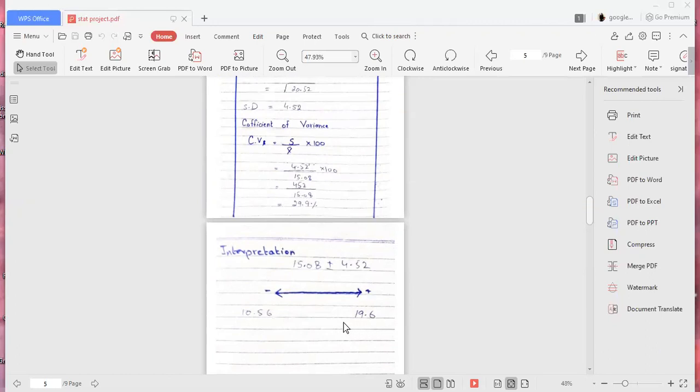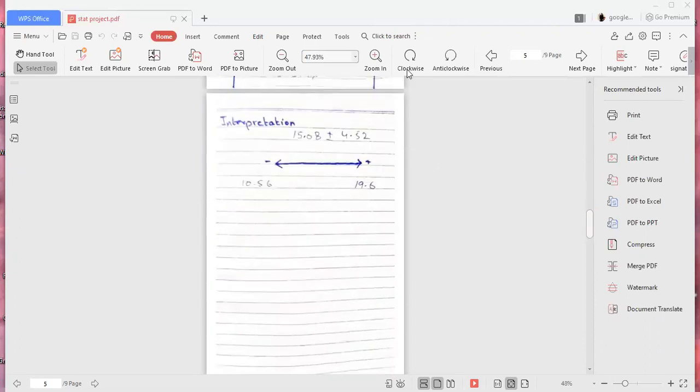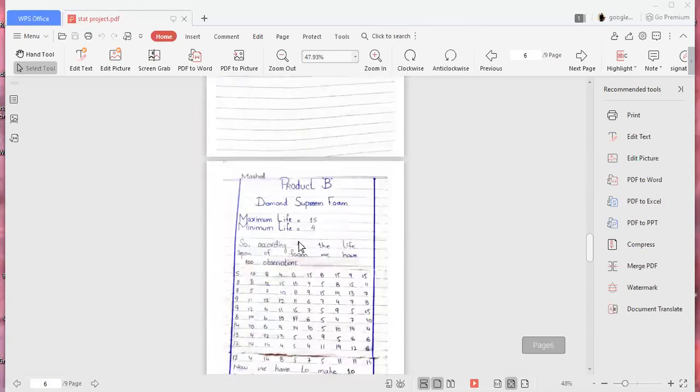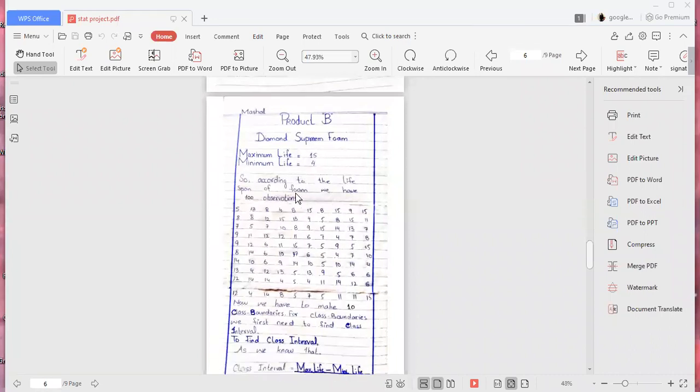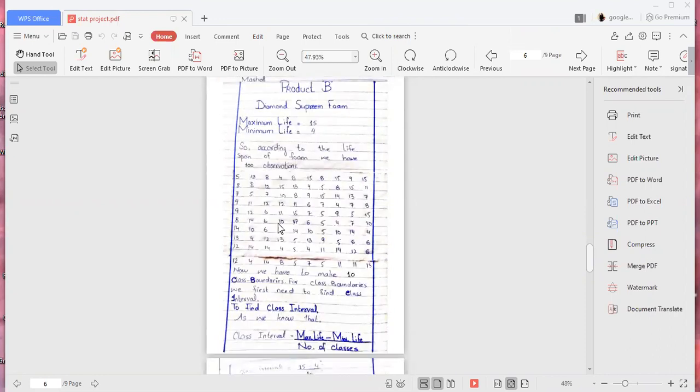Next, product B will be represented by Mashal Tahir. Okay, product B is presented by me. Product B is Diamond Supreme, which has maximum life 15 and minimum life 4. So according to the maximum and minimum life of our product, I'll generate 100 observations between 4 and 15.